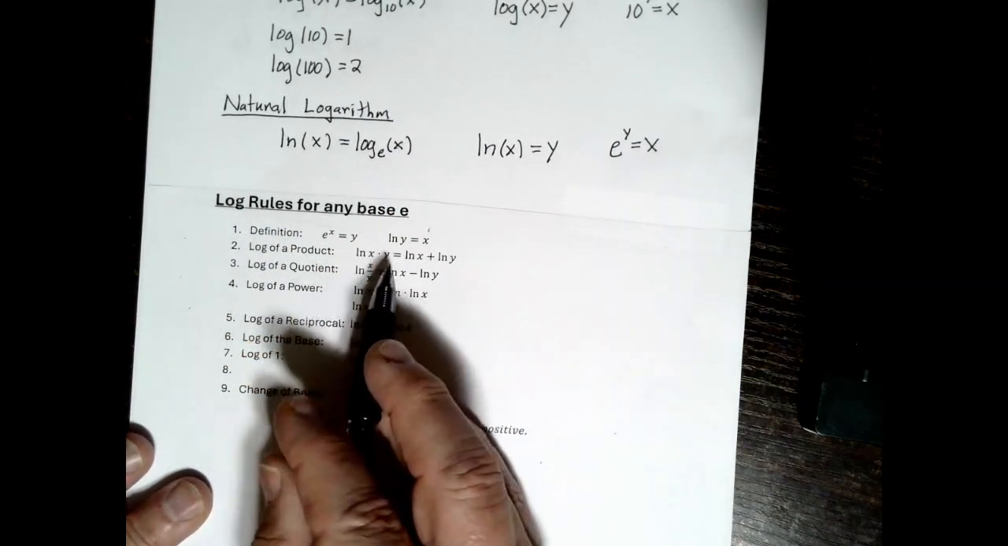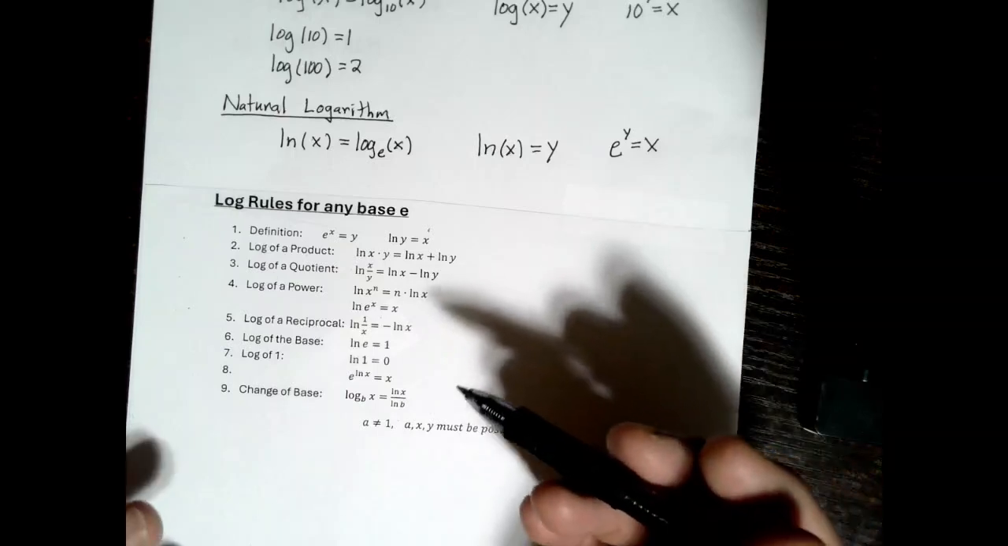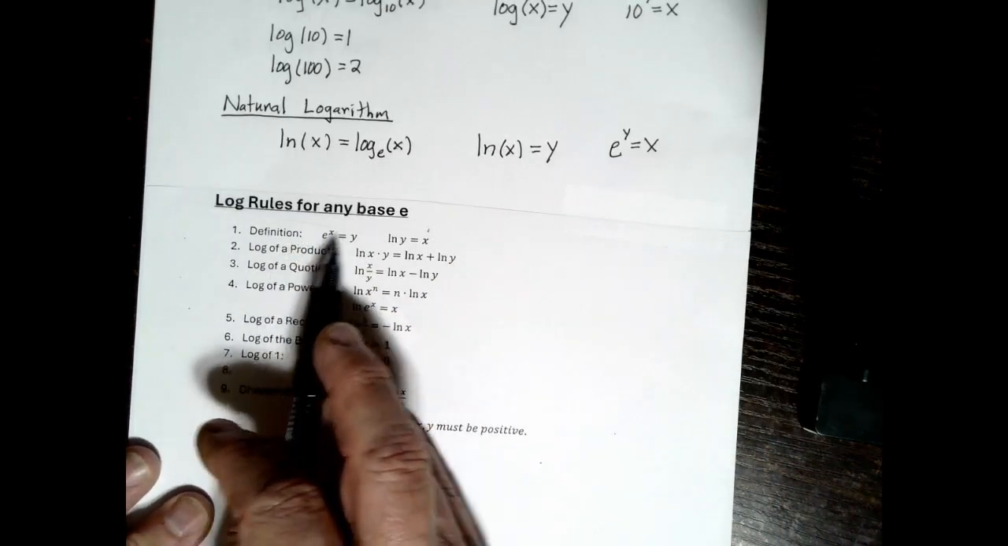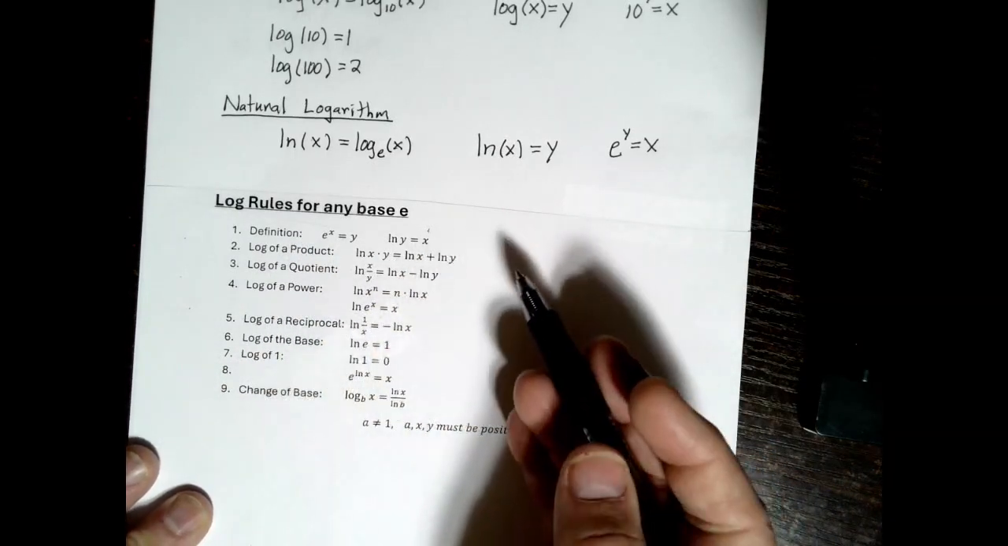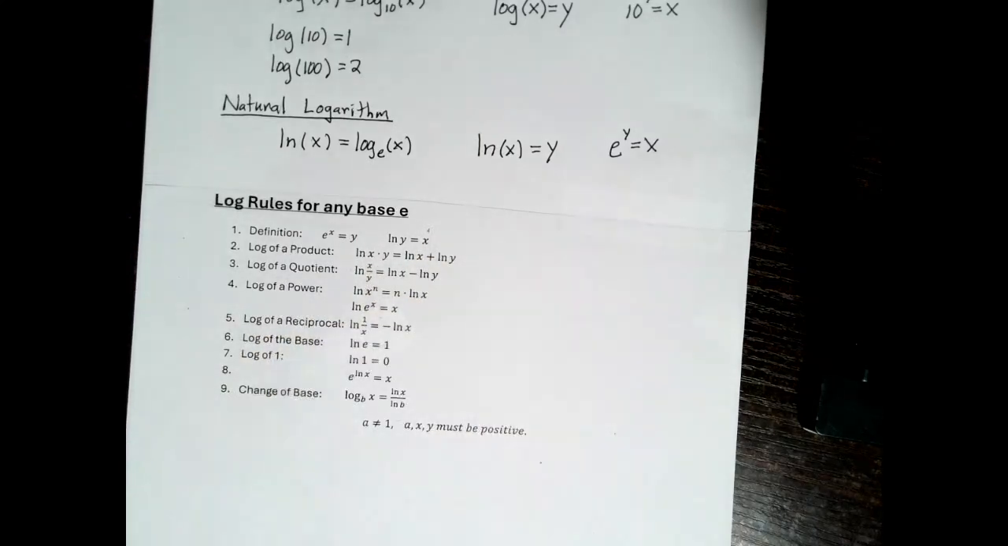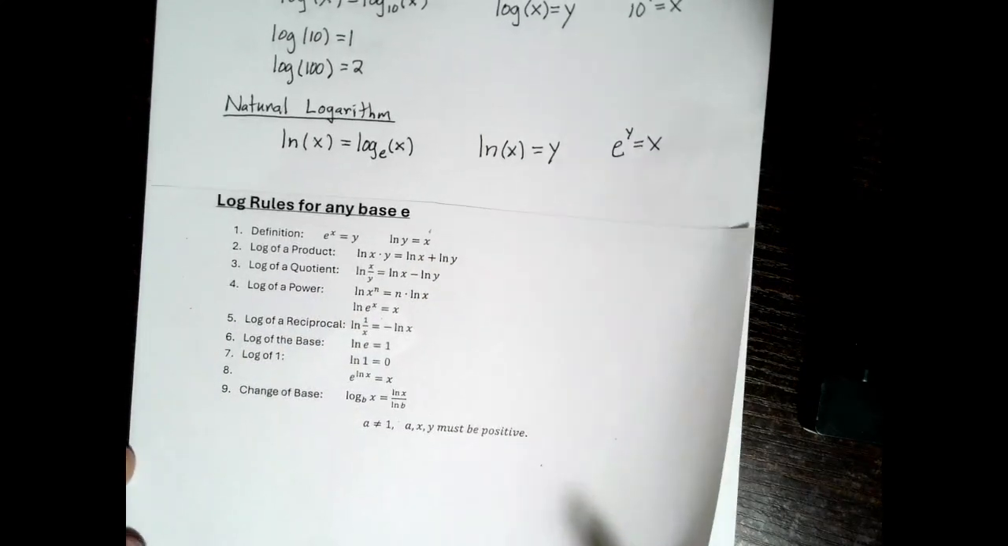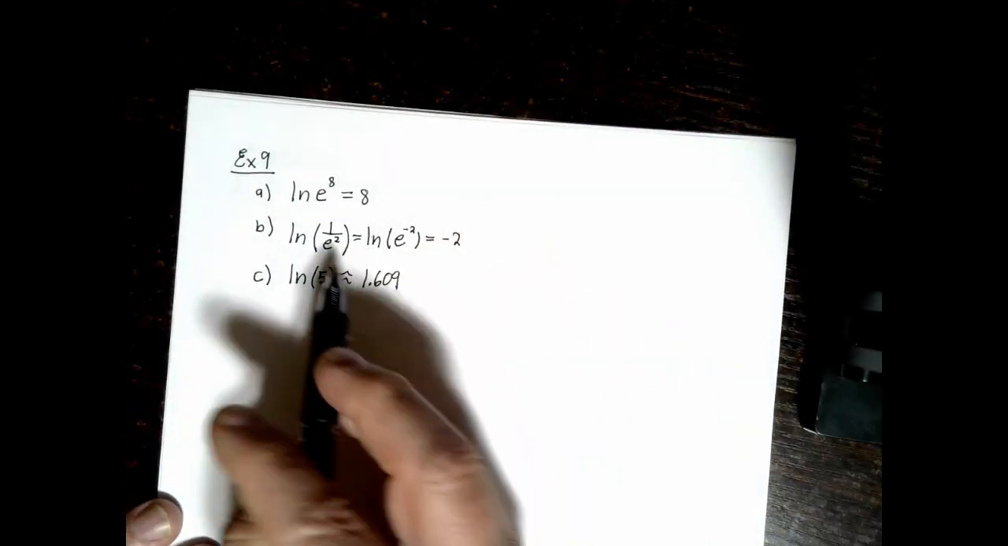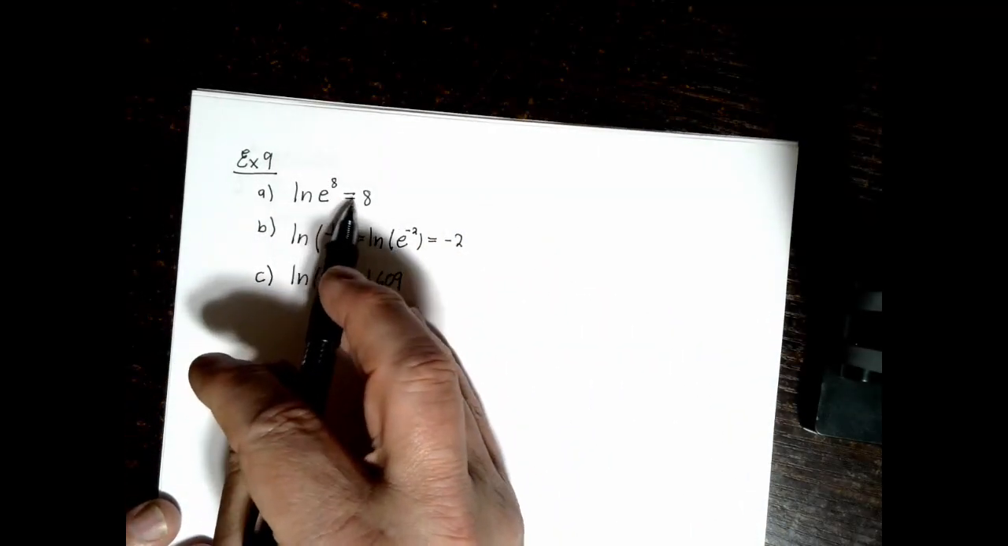Now the rules for base e are the same as the rules for base 10. It's just we're using an e instead of a 10. And instead of writing log, we write ln, because that's base e. The rules are exactly the same. And then number 9, they ask you to calculate what ln of e to the x is.